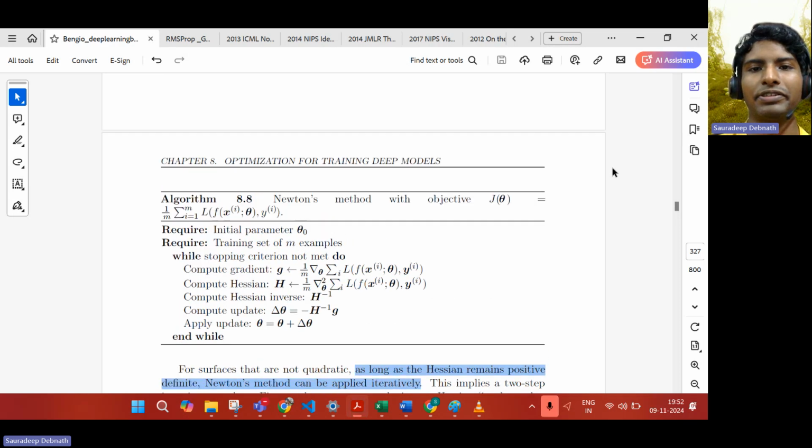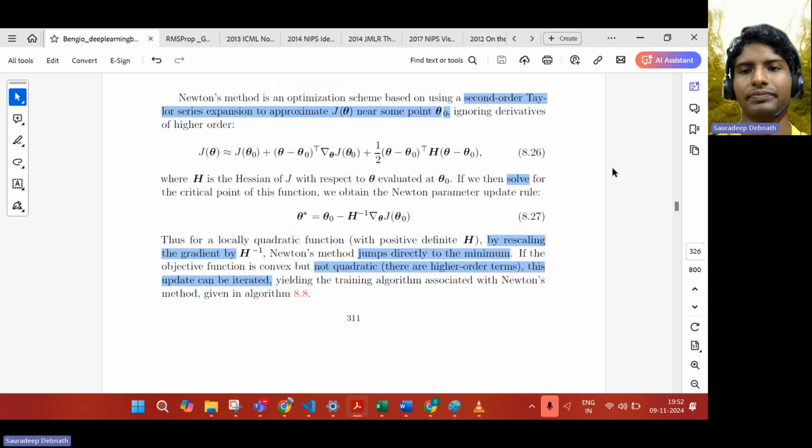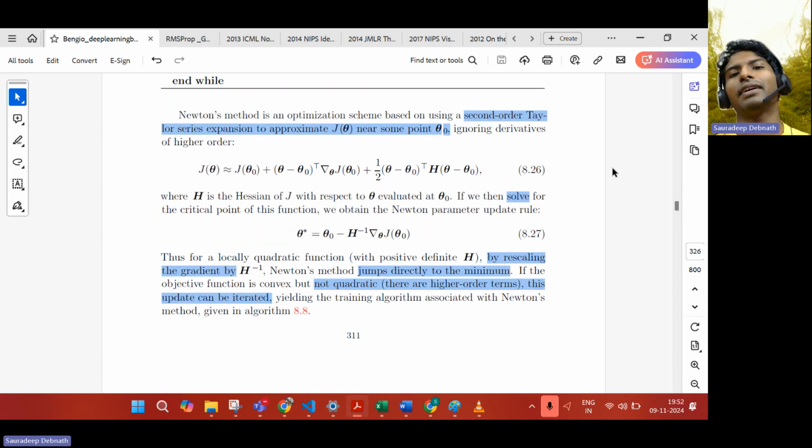Firstly, let's cover the intuitions of Newton's method. This comes from the second order Taylor series expansion. So what is Taylor series expansion? Let me jog your memory.